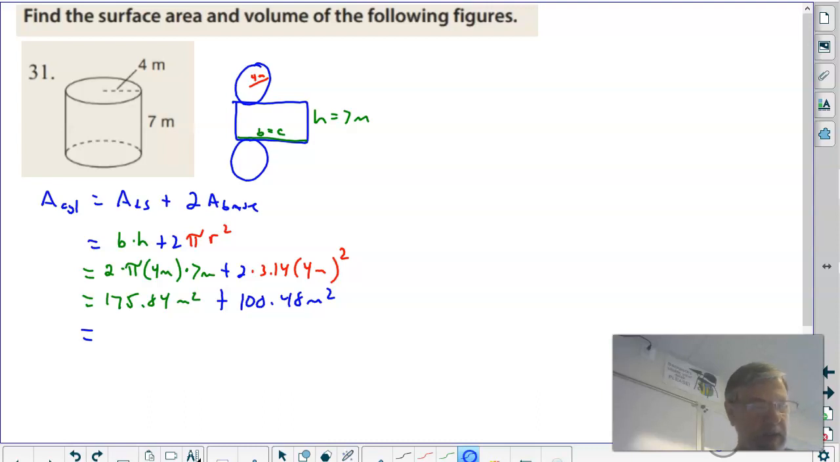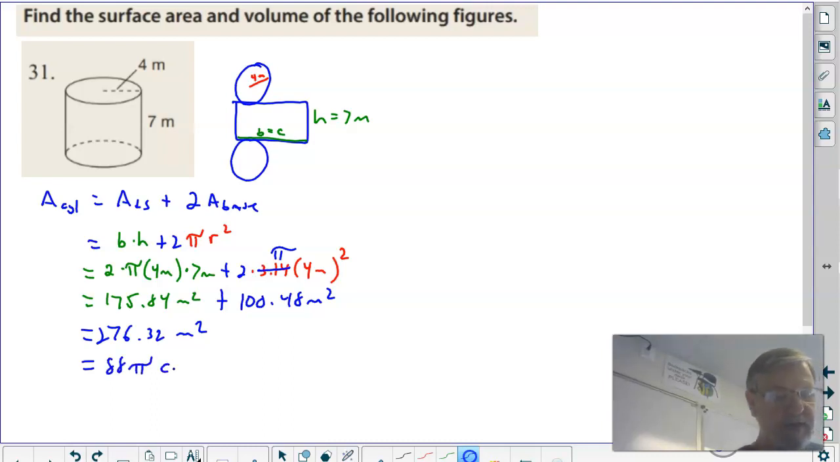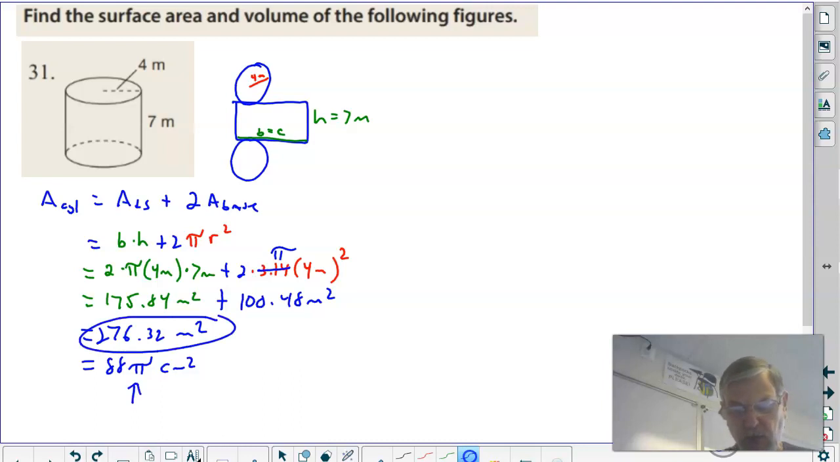175.84, and I get 276. All right, your book left pi in the answer, so let me write what I have. 276.32 meters squared. If you leave pi, so it would be 56 plus 32, or 88 pi meters squared. So those are the same answer. The book left pi in the answer, I multiplied pi out. I would take it either way.